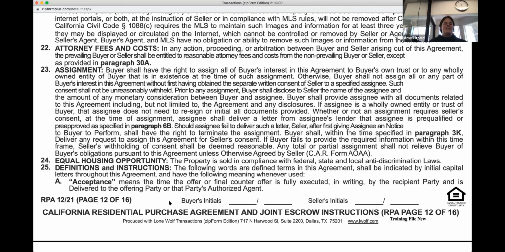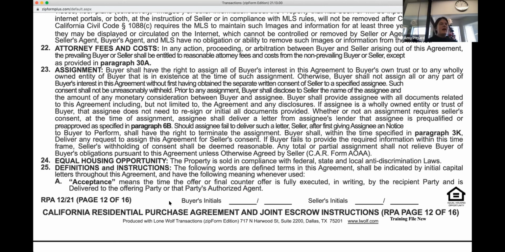At the time of assignment, assignee shall deliver the letter from assignee's lender that the assignee is pre-qualified or pre-approved as specified in paragraph 6B. Should assignee fail to deliver such letter, seller, after first giving assignee a notice to buyer to perform, shall have the right to terminate the agreement. Buyer shall, within the time specified in paragraph 3K, deliver any request to assign this agreement for seller's consent. If the buyer fails to provide the required information within this time frame, seller's withholding of consent shall be deemed reasonable. Any total or partial assignment shall not relieve buyer of buyer's obligation pursuant to this agreement unless otherwise agreed to by seller.